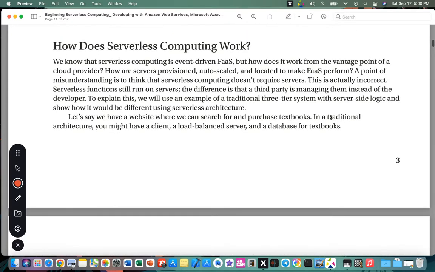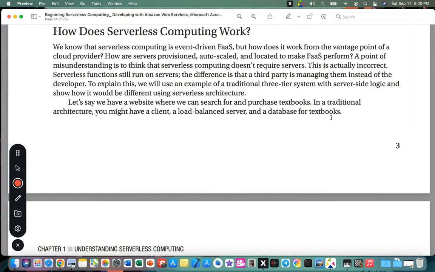Let's proceed. How does serverless computing work? We know that serverless computing is an event-driven FaaS, function as a service. But how does it work from the vantage point of the cloud provider? How are servers provisioned, auto-scaled, and allocated to make a function as a service platform a reality? So basically, we have a group of questions, and all these questions are raised here.